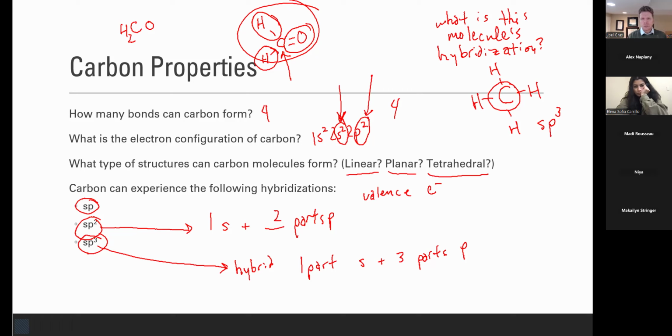Last but not least, what about this molecule right here, carbon dioxide? What do you think the hybridization of carbon dioxide is? Thinking specifically of that central carbon, sp. Perfect. Great. Wonderful.